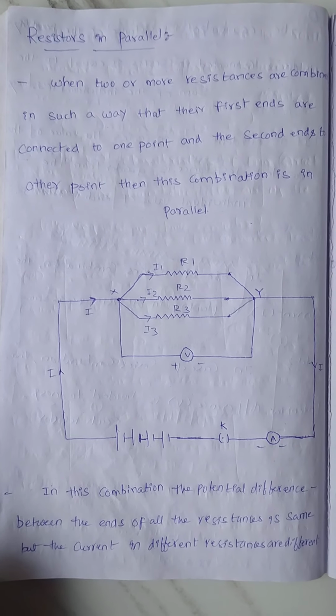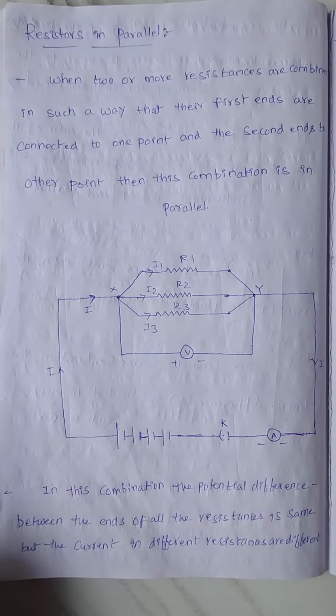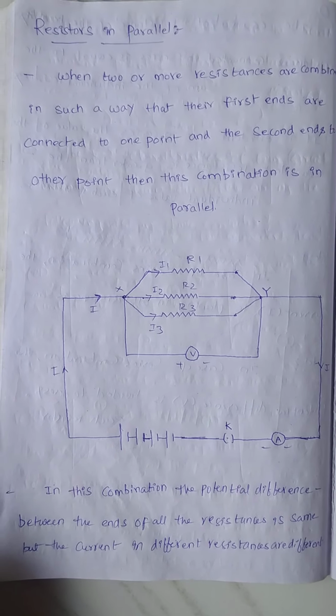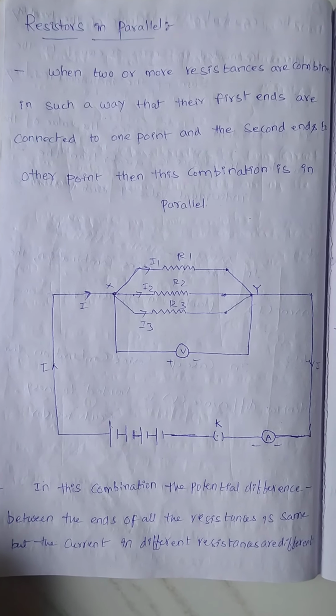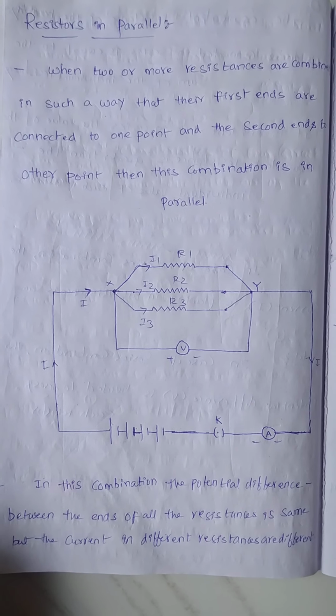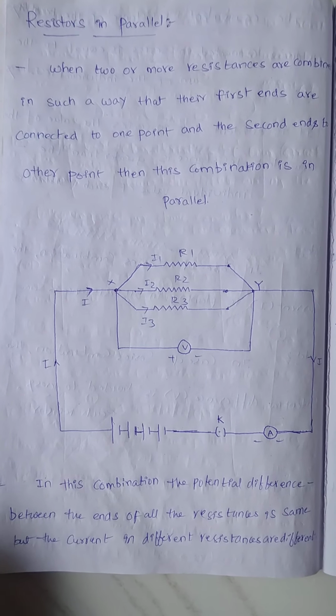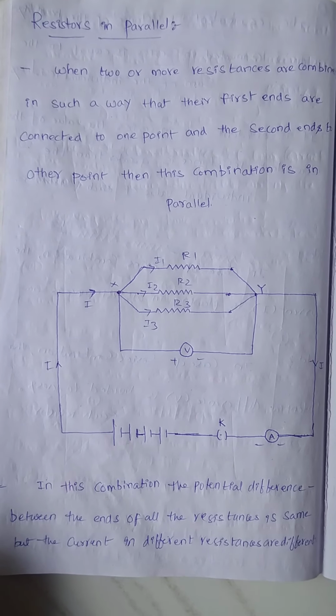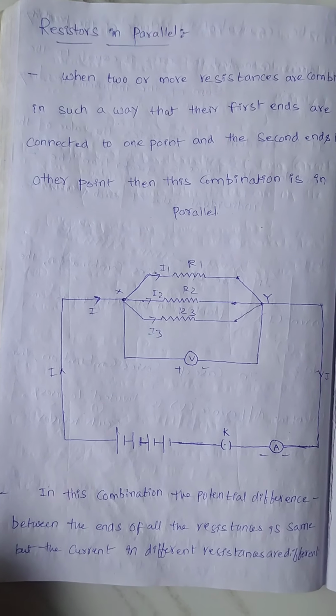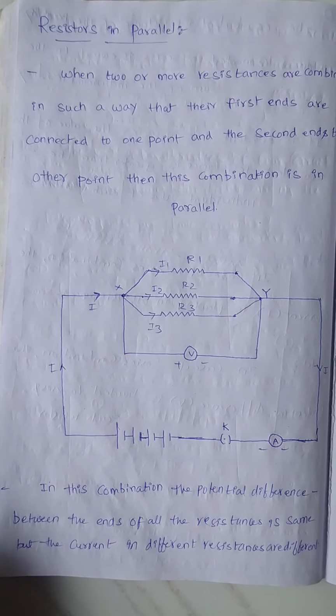Already I told you, you just have to remember a few points about resistors connected in series. When resistors are connected in series, the current is the same through all resistors, but the potential difference is divided across each resistor. These resistors are connected end-to-end.